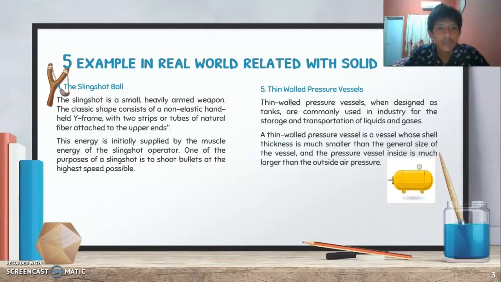Thin wall pressure vessels, when designed as tanks, are commonly used in industry for the storage and transportation of liquid and gases. A thin wall pressure vessel is a vessel whose shell thickness is much smaller than the general size of the vessel, and the pressure inside the vessel is much larger than the outside air pressure.